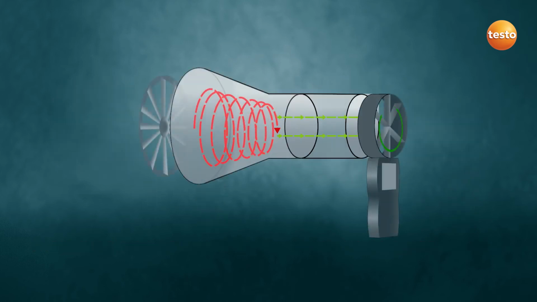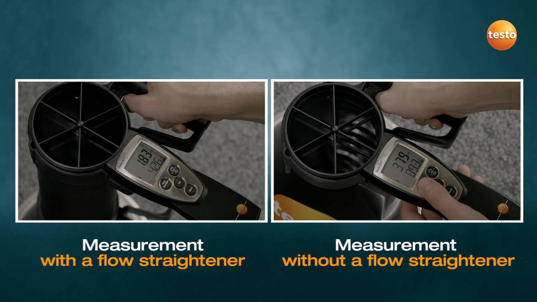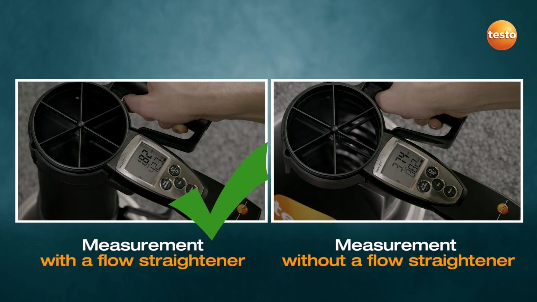What does the flow straightener do now? With the patented Testo Vent 417 flow straightener, any rotational movement of the air is first calmed and changed to a straight flow direction. This directed airflow is then reliably recorded with the vane. That way, the most accurate measurement results are achieved quickly and easily.